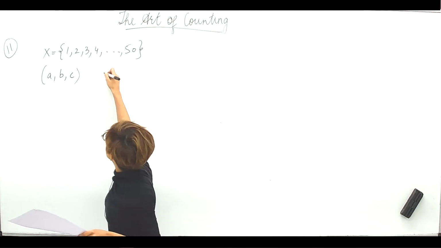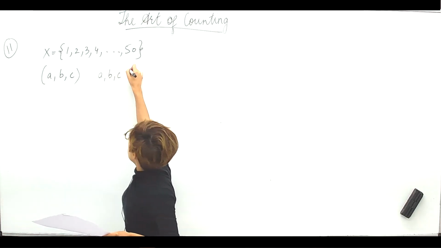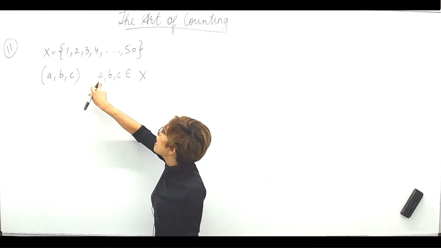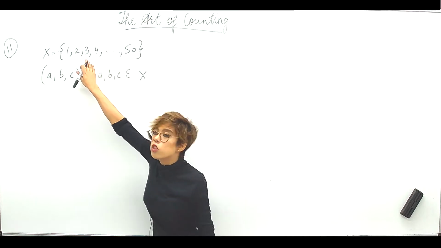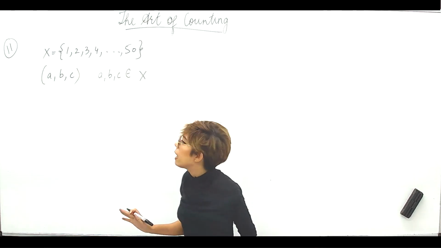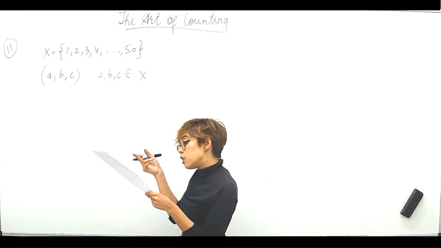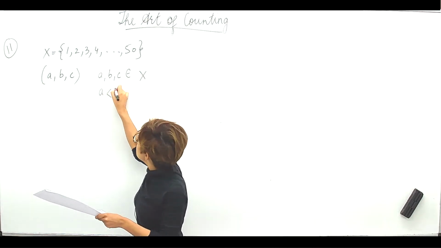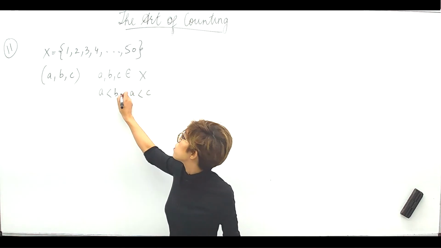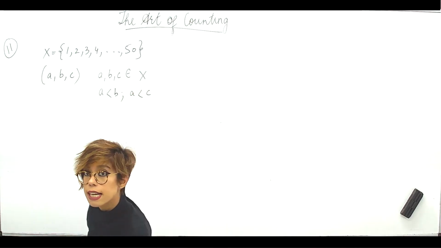Now conditions: A, B, C all three belong to the collection X. That means A can be one of the digits. It can be 3, B can be 4, C can be 48. And another condition is there: A is less than B and A is less than C. So this condition also needs to be satisfied.